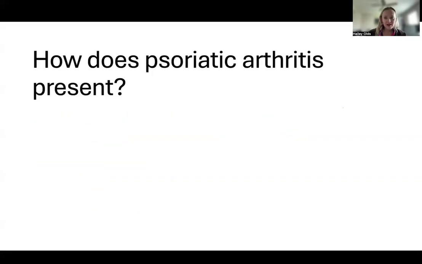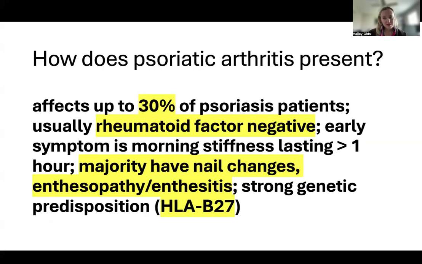How does psoriatic arthritis typically present? Like what joints are involved? What other features do you see? So this occurs in about 30% of psoriasis patients, and they have a negative rheumatoid factor. Their first symptom is usually morning stiffness that lasts greater than an hour. And nail changes can be associated with this as well.